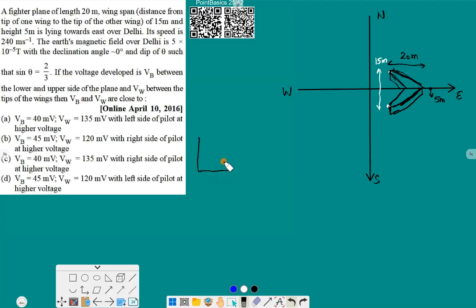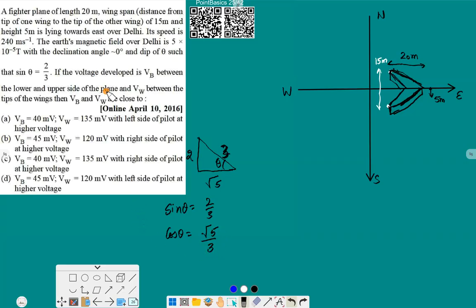So we will make a triangle here. So this is theta, and sine theta is 2 by 3. So this side is 2, this side is 3. So our base will be root of 9 minus 4, which is root 5. So from here, sine theta will be 2 by 3, and cos theta will be root 5 by 3.